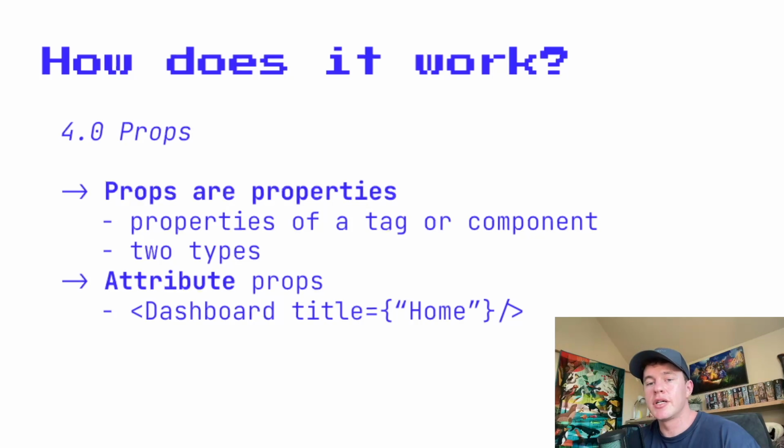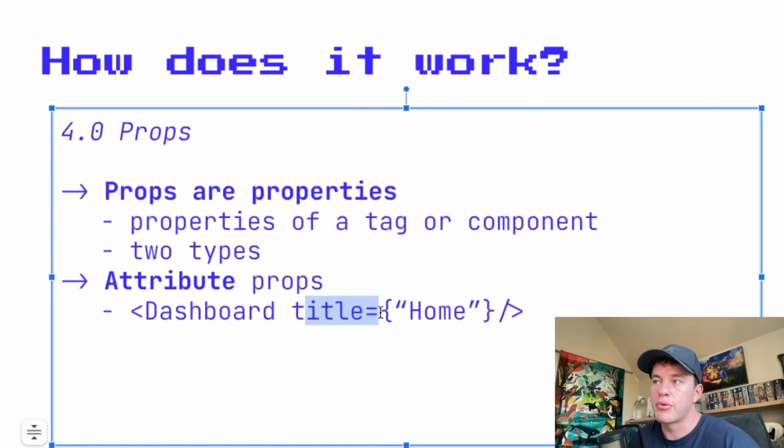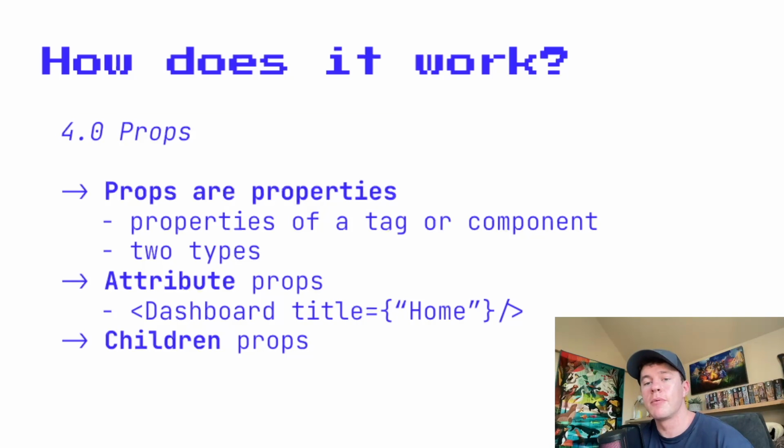So they're basically just attributes. You can think of this as a property of this tag. The dashboard tag in this case has a title that is equal to the string home. Now, the other type of prop that we can have with functional components is called children. Now, the children, you can think of the child component. The children is anything that is child to the component.